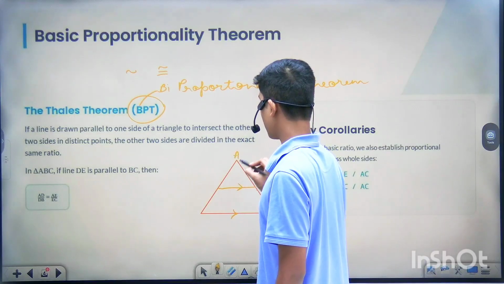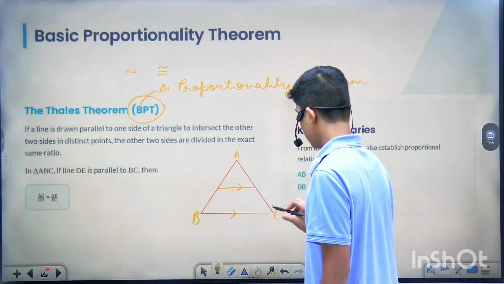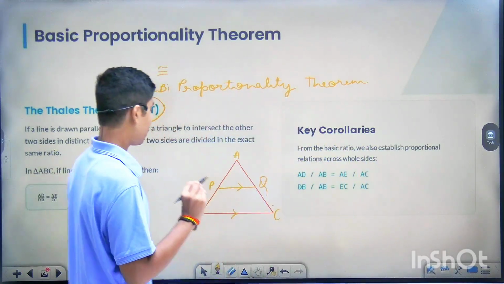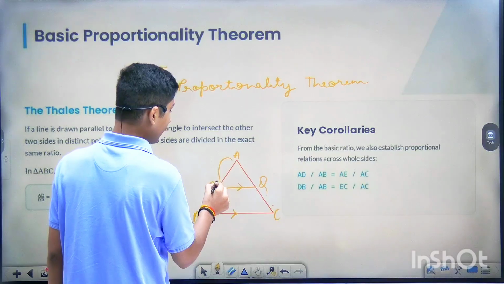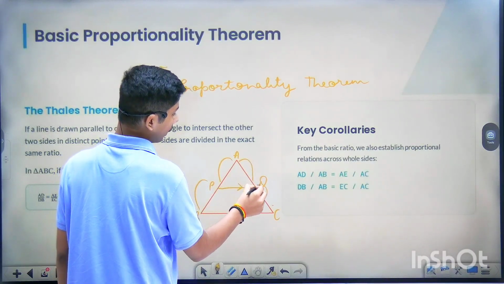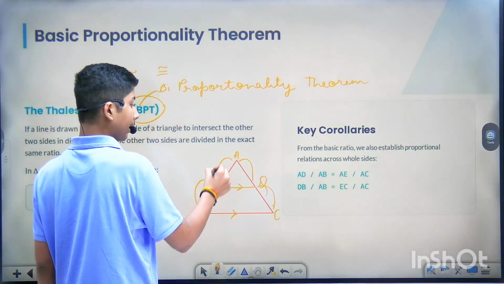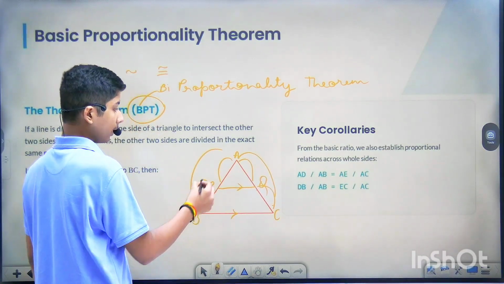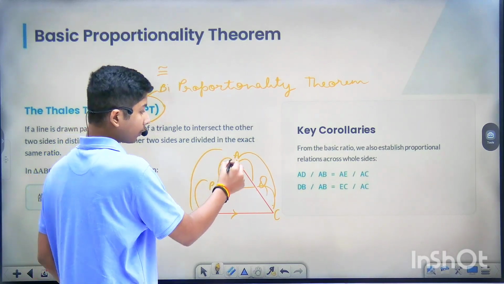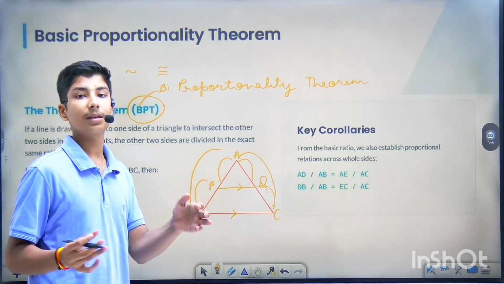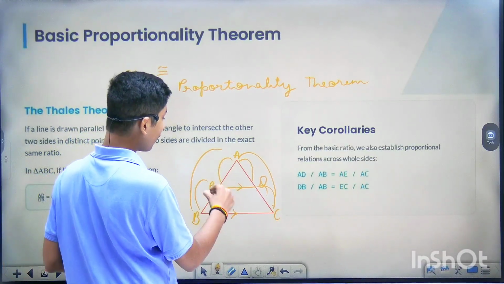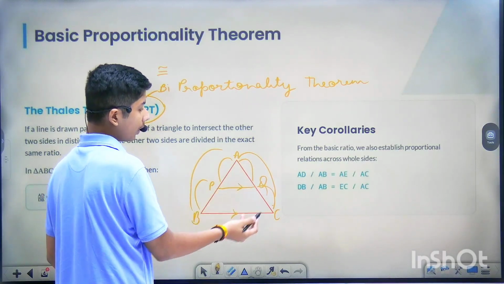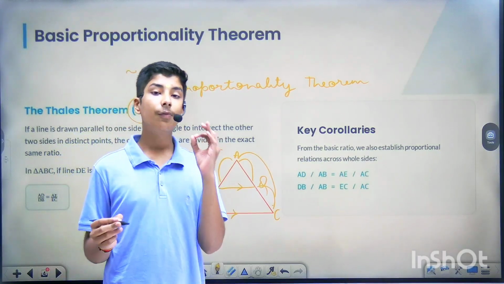Means if this is A, B, C, this line is PQ. Then it says that this side upon this side will be equal to this side upon this side, or it can be this side upon this side is equal to this side upon this side, or it also can be this side upon this side is equal to this side upon this side. There are totally 6 things you can make: small upon large, or you can say large upon small. Then here also will be equal to small upon large. But see, one thing must be common.